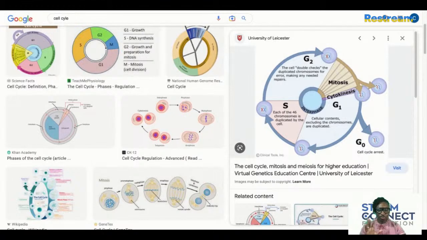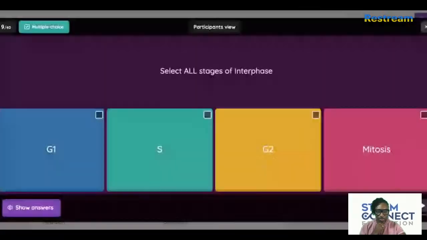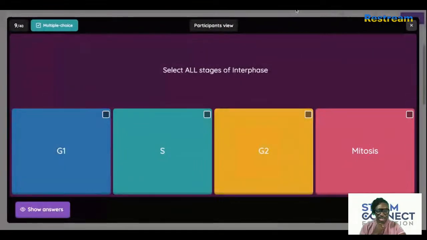All right, this is a great one. Give me all stages of interphase, or tell me which one of these is not a phase of interphase. Which color is not a phase of interphase? Let me show you that screen again. I forgot I switched. Which of these is not a phase of interphase?